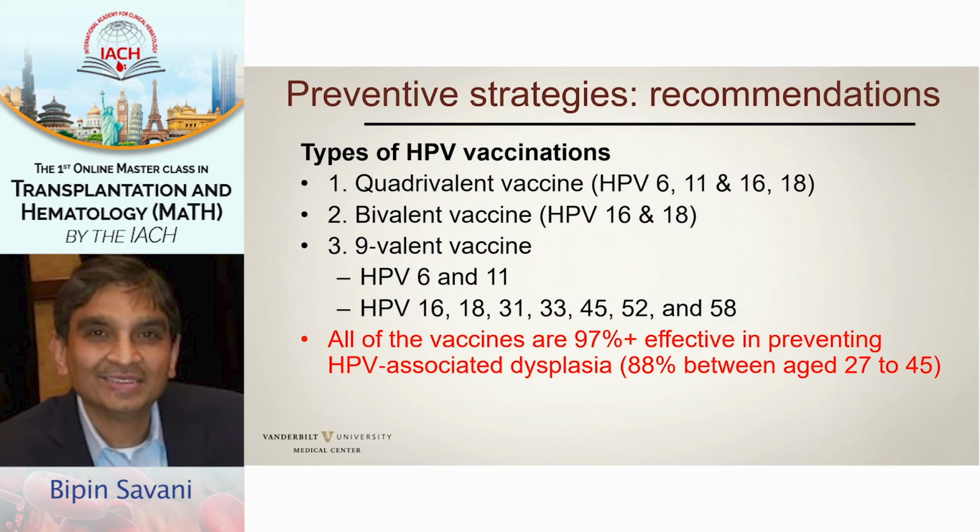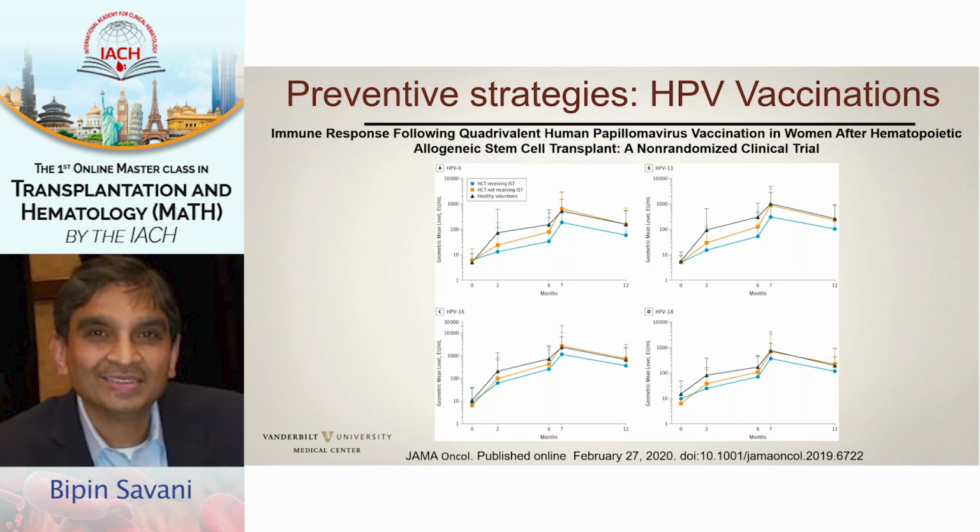Based on a study that followed women aged 27 through 45 for 3.5 years, they found that the original vaccine, Gardasil, was 88% effective in preventing genital warts, vulvar and vaginal precancerous lesions, cervical precancerous lesions, and HPV-related cancers. So it makes more sense to give all patients HPV vaccination in our population.